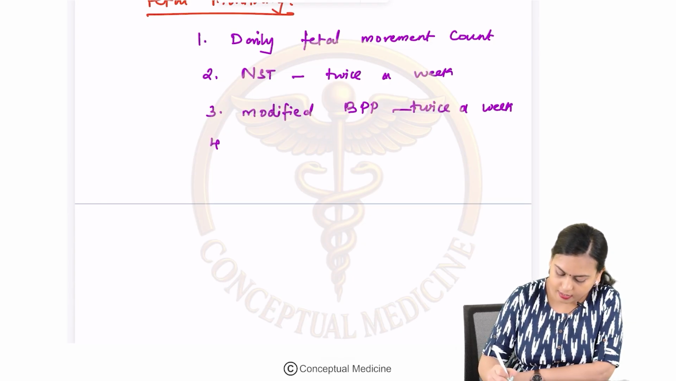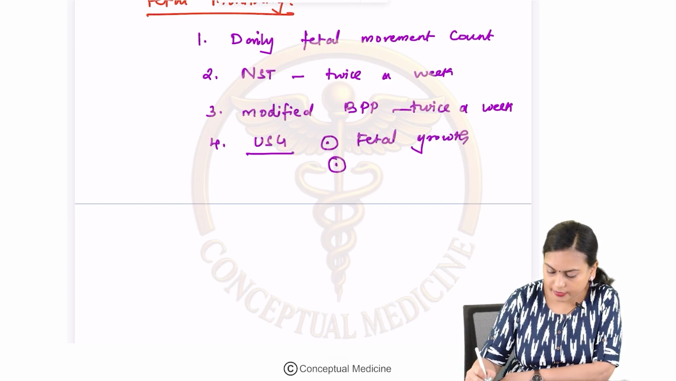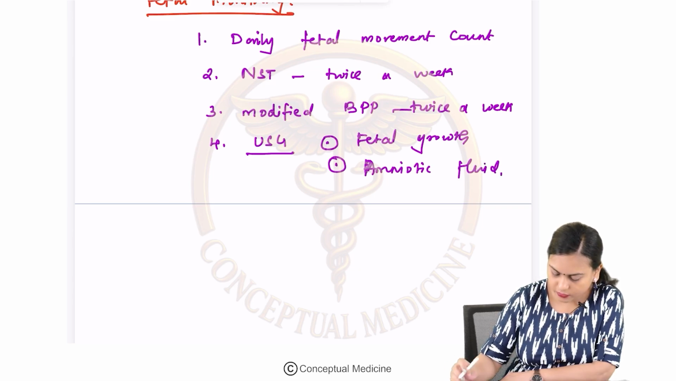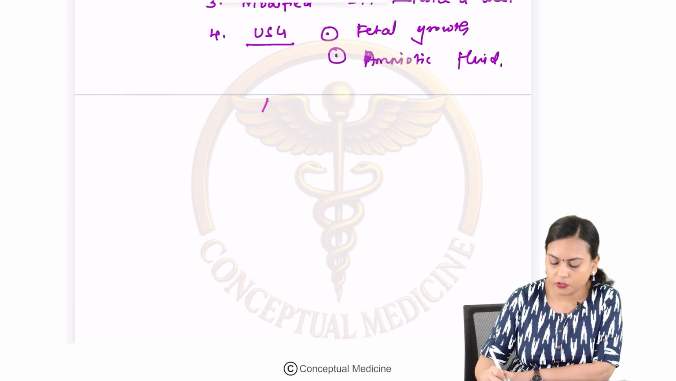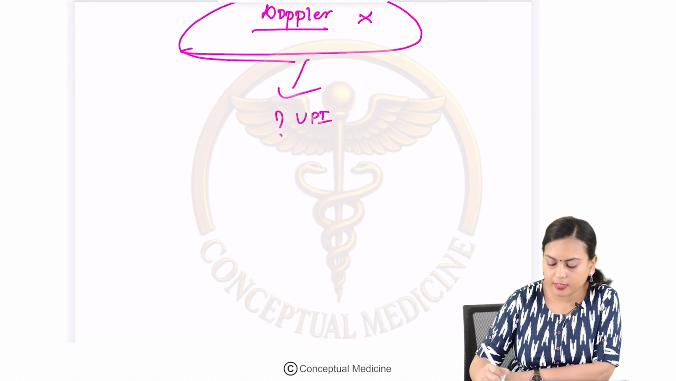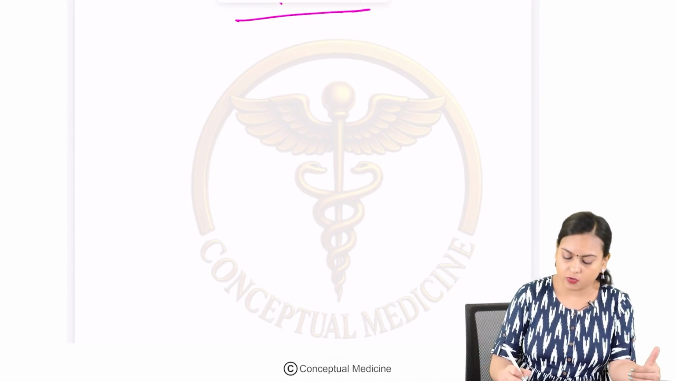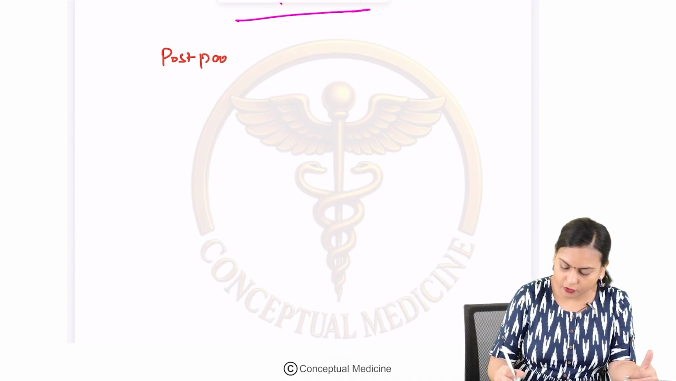In the USG we are going to keep a check on the fetal growth, as well as, as I have told already, polyhydramnios or oligohydramnios, so it is generally the amniotic fluid. Usually Doppler in pregnancy is not needed. You offer Doppler in pregnancy when you suspect there is some uteroplacental insufficiency. Clear? Now we'll see the postpartum follow-up.